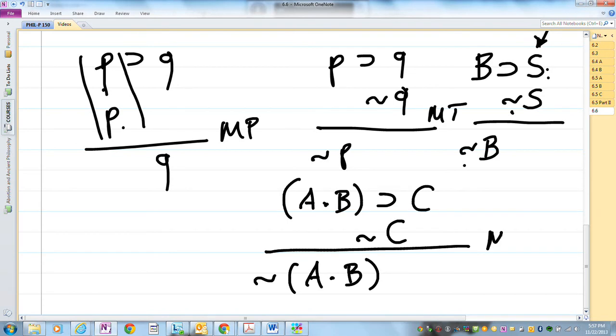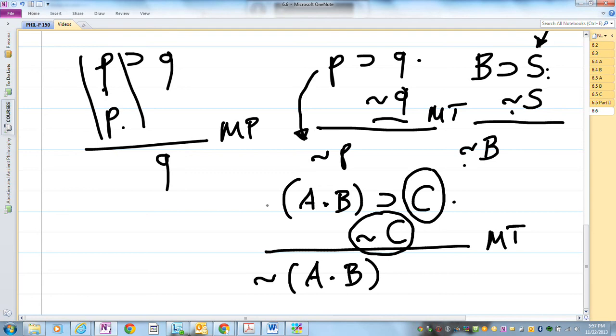Do you see it? The first premise is a conditional, so that's what you see in the structure of modus tollens. The second premise is the negation of the consequent of the conditional premise. The conditional premise has C as its consequent. So here the second premise is the negation of C. And what is being inferred is the negation of the antecedent. So A and B is the antecedent. So not A and B is inferred. And this is an example of modus tollens.